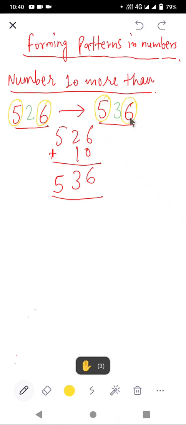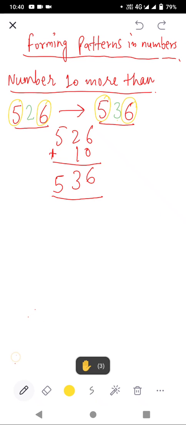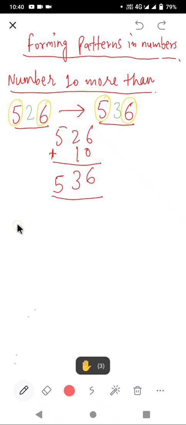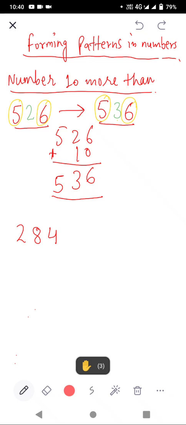Everyone listen carefully. Now let's take another example. Here we have a number 284, and we have to find out 10 more than this number. To find 10 more than, we'll just add 10 to this number.